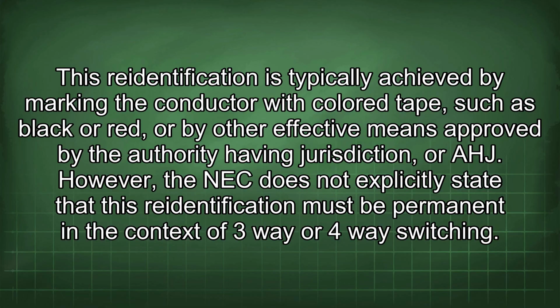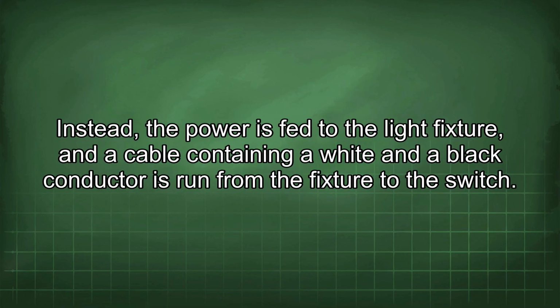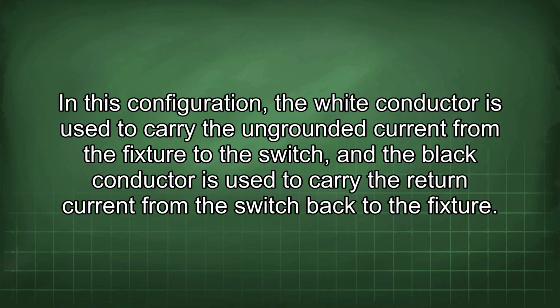However, the NEC does not explicitly state that this re-identification must be permanent in the context of three-way or four-way switching. The rationale behind allowing the white conductor to be used as a hot conductor in switch loops stems from practical wiring considerations. In many older homes, the wiring methods used may not include a separate hot conductor running to the switch location. Instead, the power is fed to the light fixture, and a cable containing a white and a black conductor is run from the fixture to the switch. In this configuration, the white conductor is used to carry the ungrounded current from the fixture to the switch, and the black conductor is used to carry the return current from the switch back to the fixture.